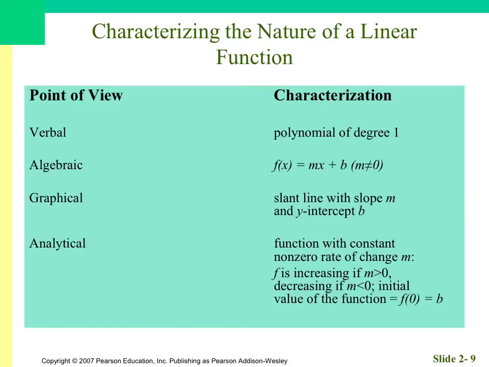Characterizing the nature of a linear function. Verbal, algebraic, graphical, analytical. So verbal, the polynomial is a degree of 1. Algebraic means there's the standard form. Graphical, the slant line with slope m and y-intercept of b. Remember, m is the slope, b is the y-intercept. Functions with constant non-zero rate of change: f is increasing if m is greater than 0. F is decreasing if m is less than 0. Initial value of function, when x is 0, you get the b value. That's the y-intercept. So this is stuff we should already know, guys.